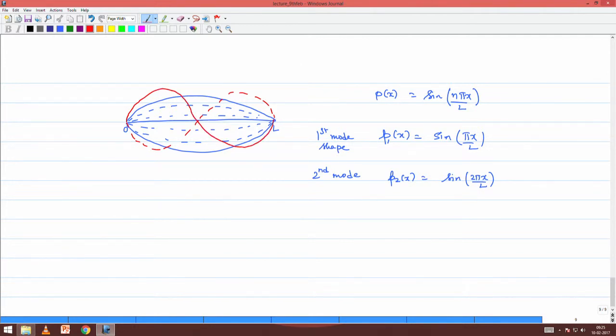Okay. So, this is the second mode shape, and the third mode shape, fourth mode shape, all of it will come in a similar fashion, right. Okay. So, I leave you with an exercise.